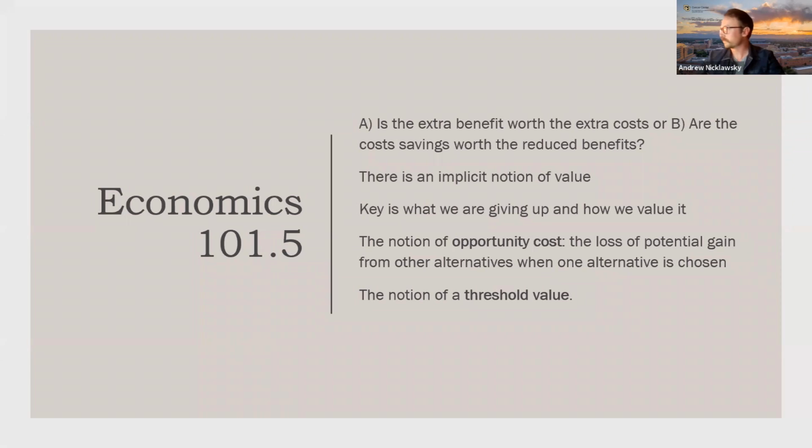And you can interpret these less easy cases by using the implicit notion of value. The key is to know what we're giving up and how we value it. In this case, there's the notion of opportunity costs, which is the loss of potential gain from other alternatives when one alternative is chosen. So when we think about this, there's a notion internally of a threshold value.